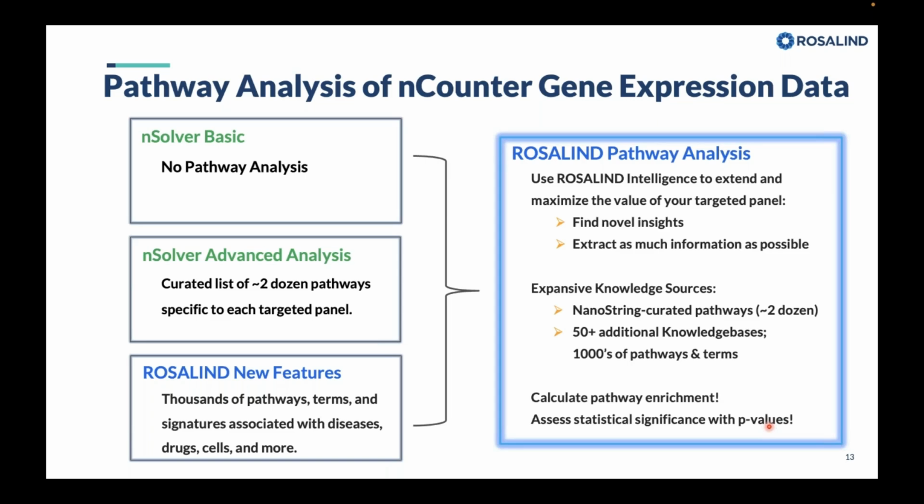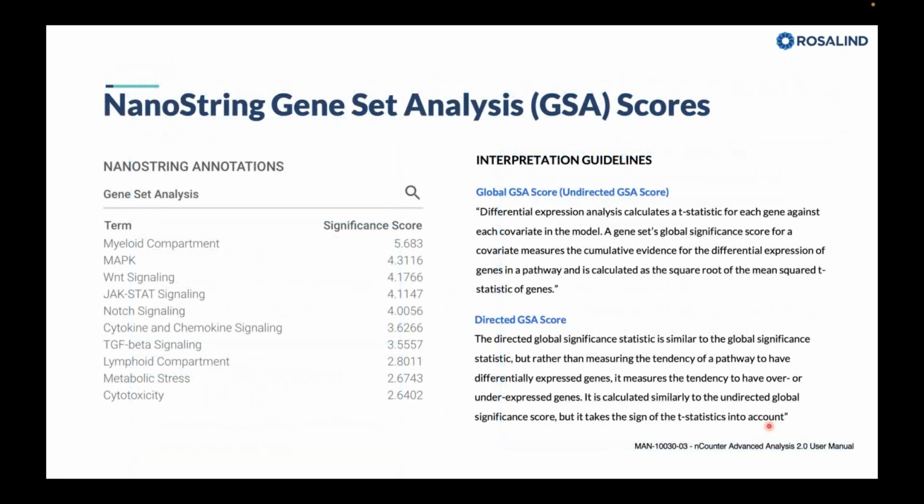If you've performed this type of analysis on nCounter data before, then you're familiar with NanoString's GSA scores or gene set analysis scores. So on the left-hand side is what this might look like in the Rosalind platform. But what we're showing you here is just a selection. These might be one of those or a handful of those dozen or so or 24 pathways that the NanoString bioinformatics team expertly curated for each individual panel. So I believe this was from an immunology-based panel. So for each one of these curated pathways, you get this significant score.